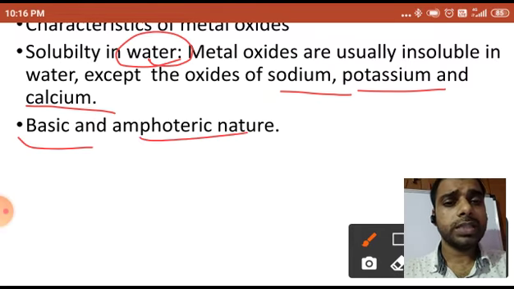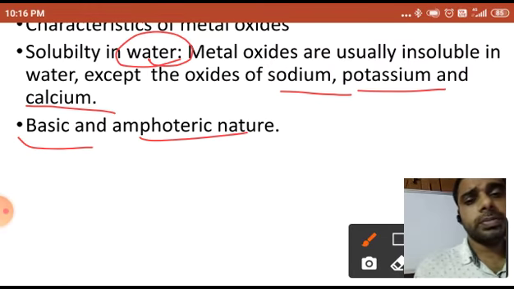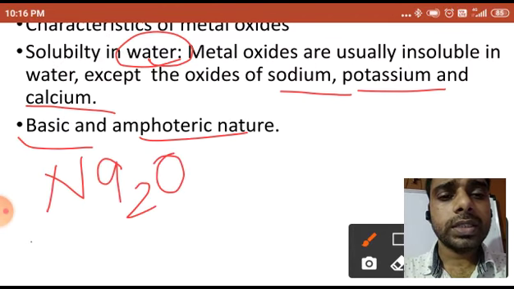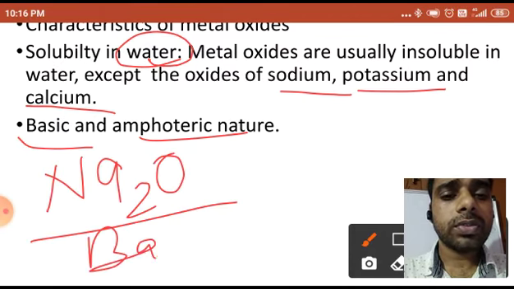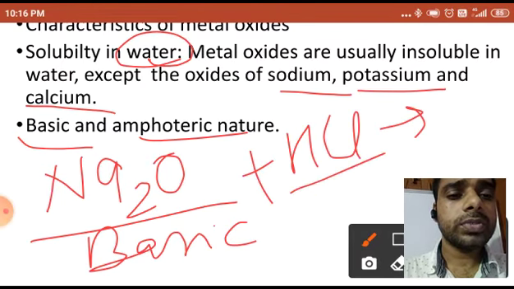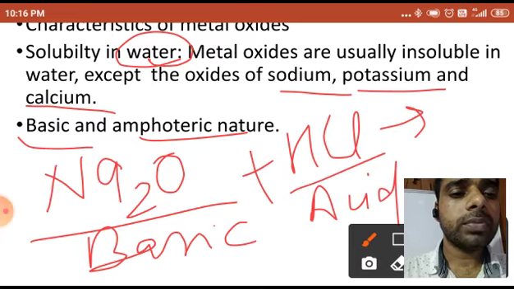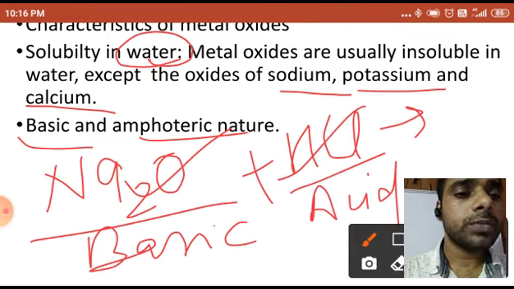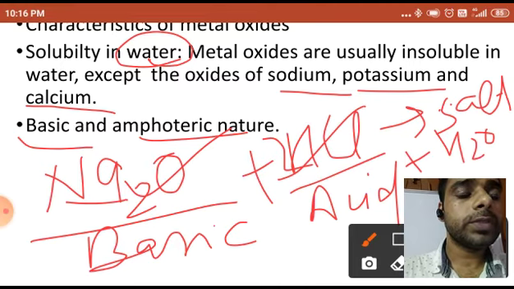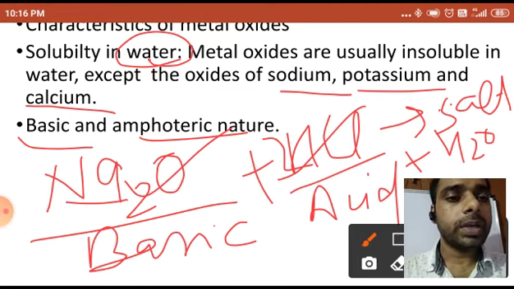What is the meaning of basic and amphoteric nature? Basic means, if I am talking about Na2O, what is this one? Na2O is basic. Plus if I take HCl, this one is acid. So what will it form? Basic plus acid gives salt plus water: Na2O plus 2HCl gives 2 NaCl plus H2O. You can form salt plus water.